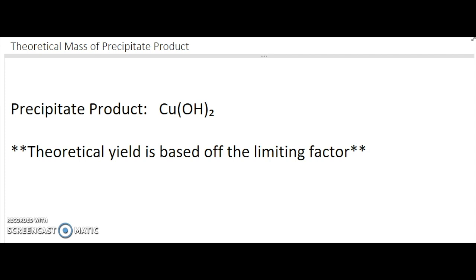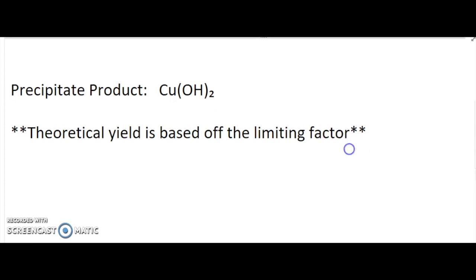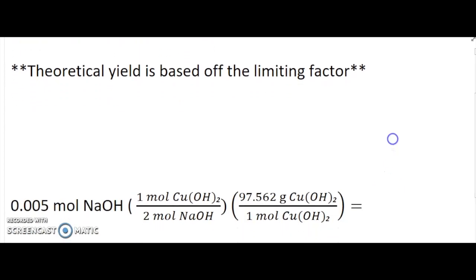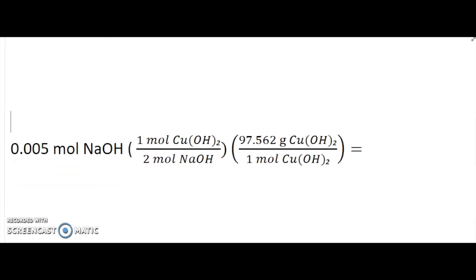In this case, it is our only solid in this experiment, so copper hydroxide. Now remember, the theoretical yield is based off the limiting factor, which we knew is NaOH, sodium hydroxide. So based off of the grams, we have 0.2 grams, also known as 0.005 moles of sodium hydroxide. What we are going to do is multiply it by the ratio of moles in the balanced chemical equation of copper hydroxide to sodium hydroxide, which is 1:2.